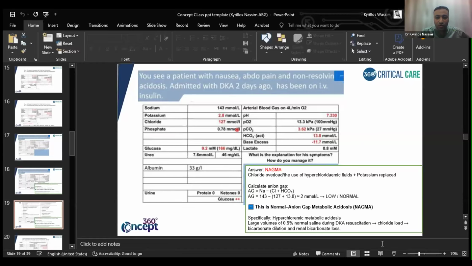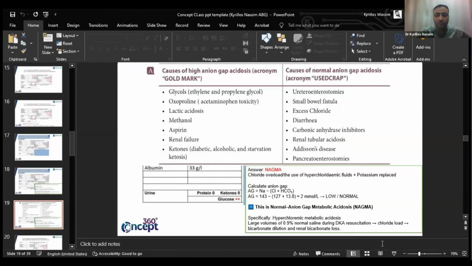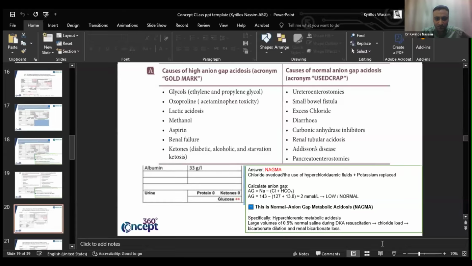We have here two tables of causes of high anion gap metabolic acidosis and the causes of the normal anion gap metabolic acidosis. I can give here a big note. It must be read and memorized for every exam. The causes of the high anion gap and the normal anion gap are of a lot of importance for examination. Let's go to the next case.